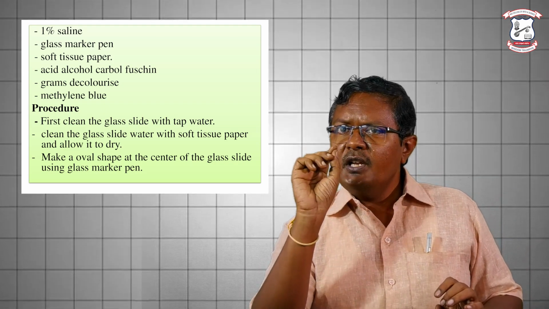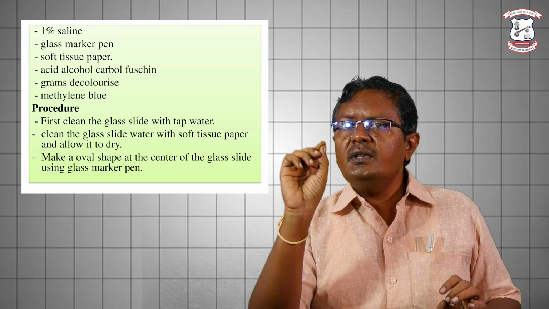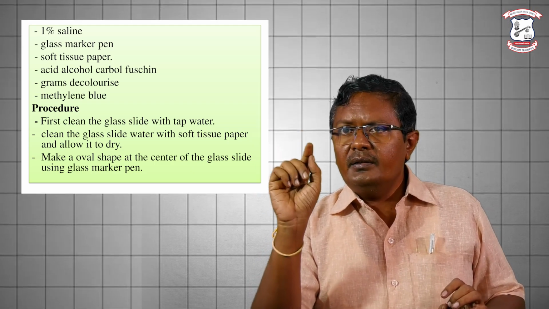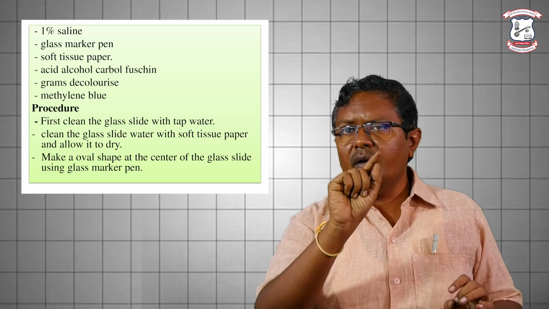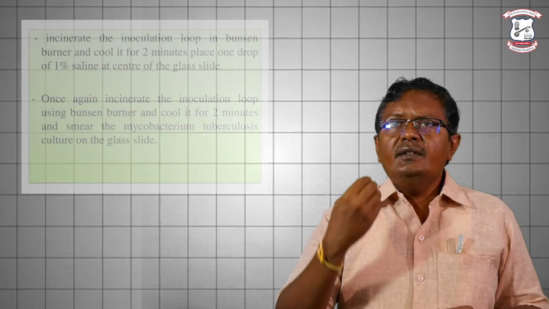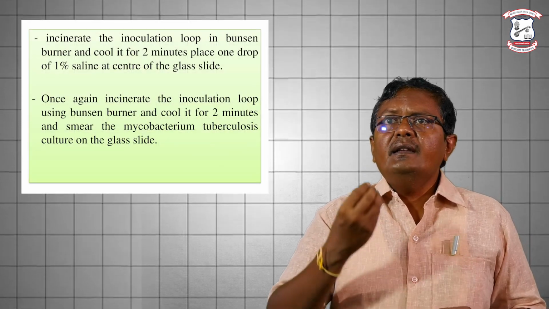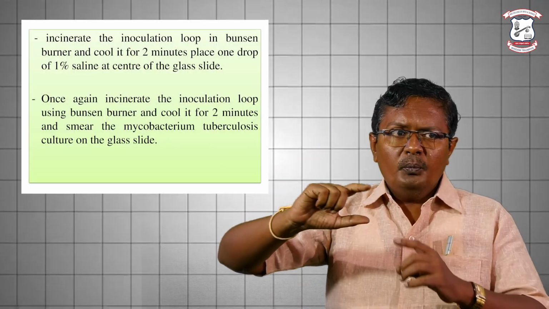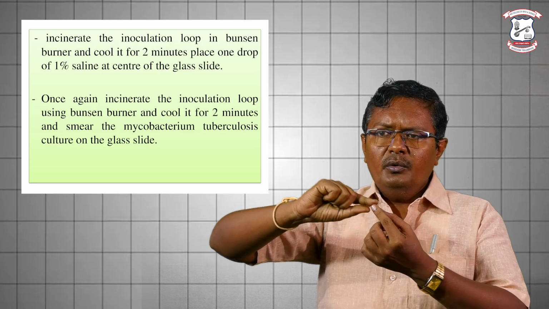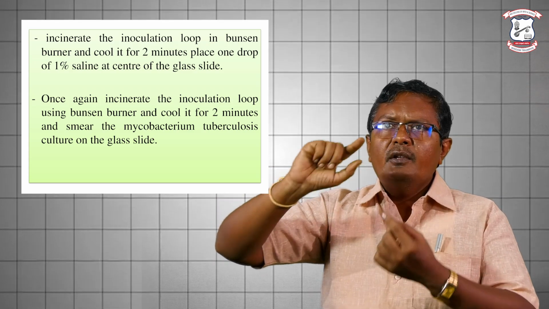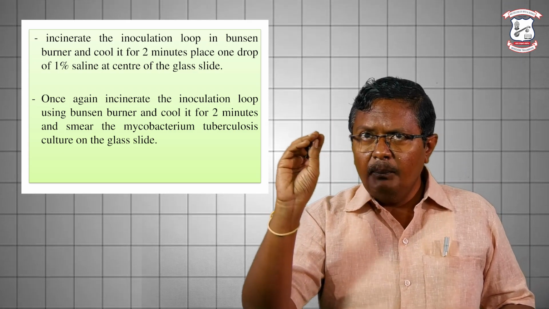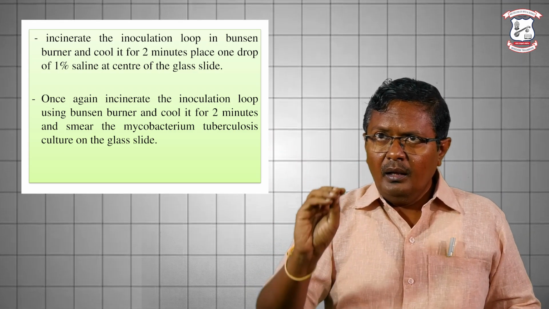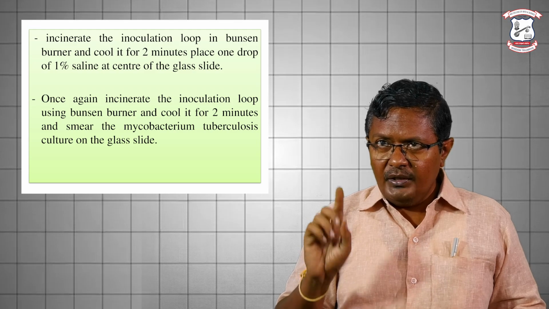Make an oval shape at the center of the glass slide by using a glass marker pen. Next, incinerate the inoculation loop. Incineration means heating. The loop resembles a spoon. So heat the inoculation loop in a Bunsen burner and allow it to cool for 2 minutes.